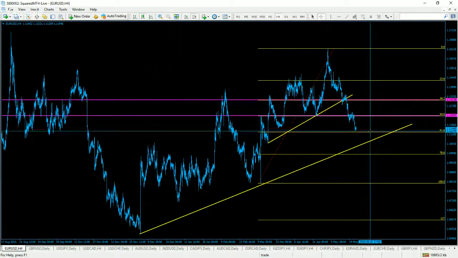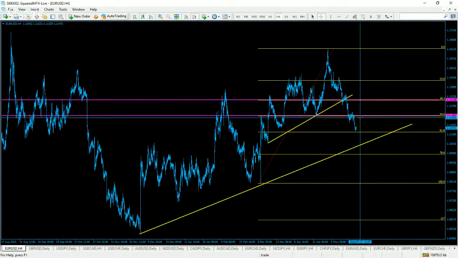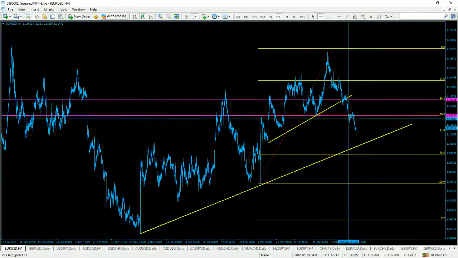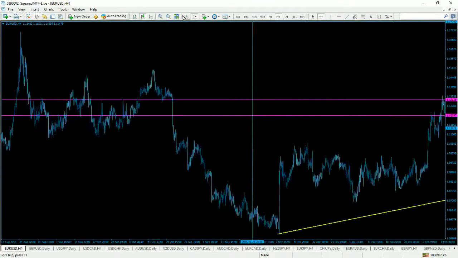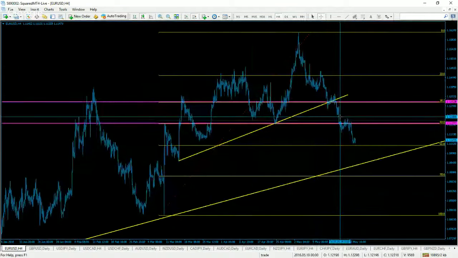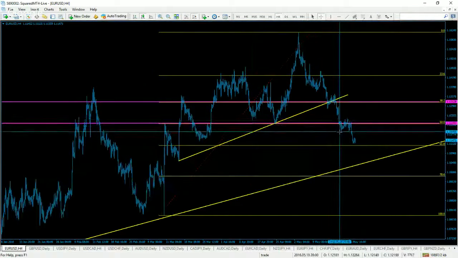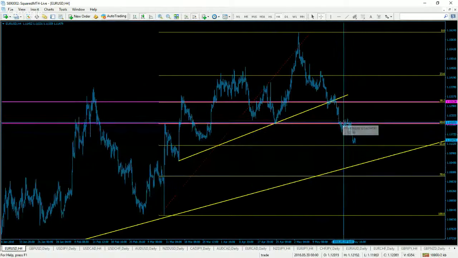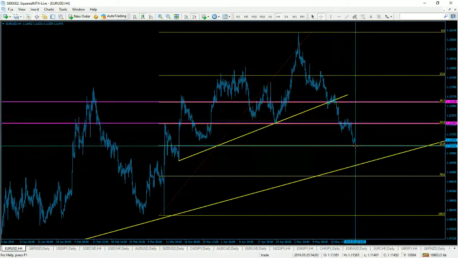So if we do get a retrace in the coming sessions, the levels that I'd really be looking for, first of all, would be a retest of the underside of this broken 1220 area. Now you can see from the short-term price action here that we've actually had a retest to that level already. So although it was quite messy, we did break down through that level initially before trading back up to retest it.